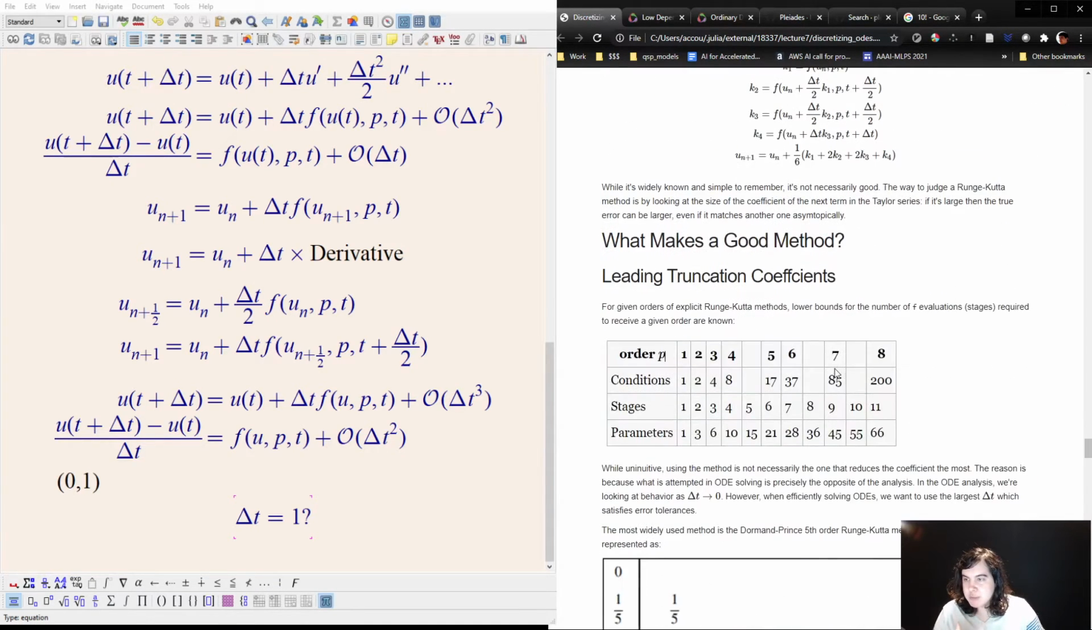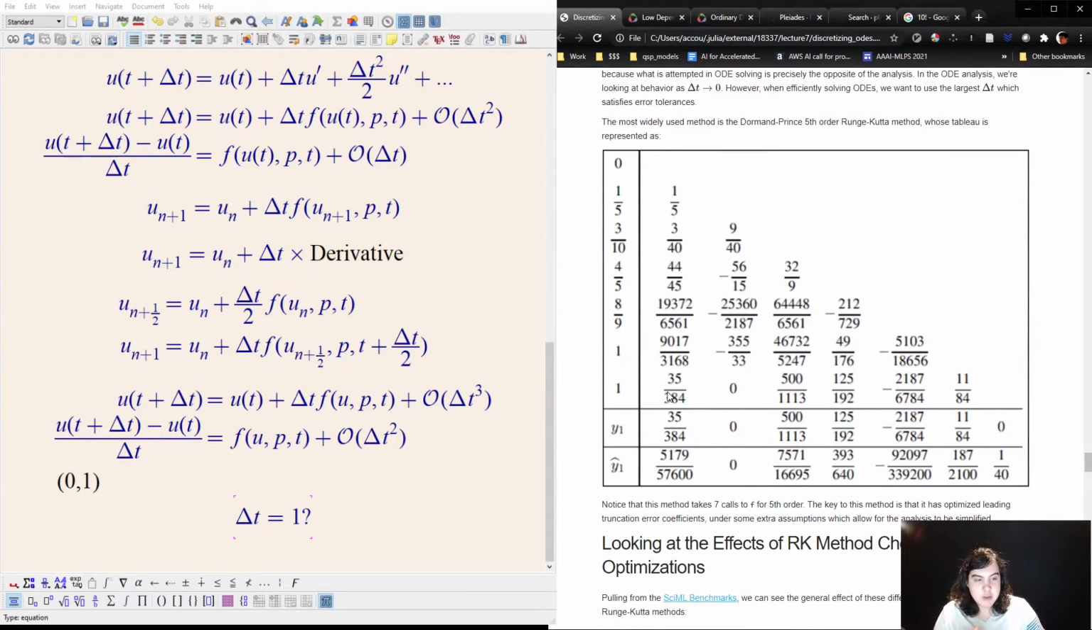And so in some sense, if you calculate f on this value, you go to the next step and you have to calculate f of u plus t. Well, then if you've already stored this value from before, you can reuse it. And so even though this method takes 7 function calls in theory, in practice it takes 6, right? Because you're just reusing one at each of these steps.